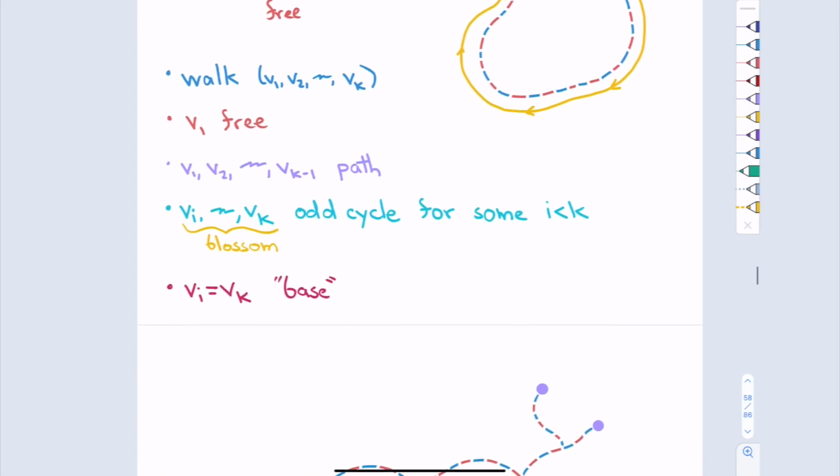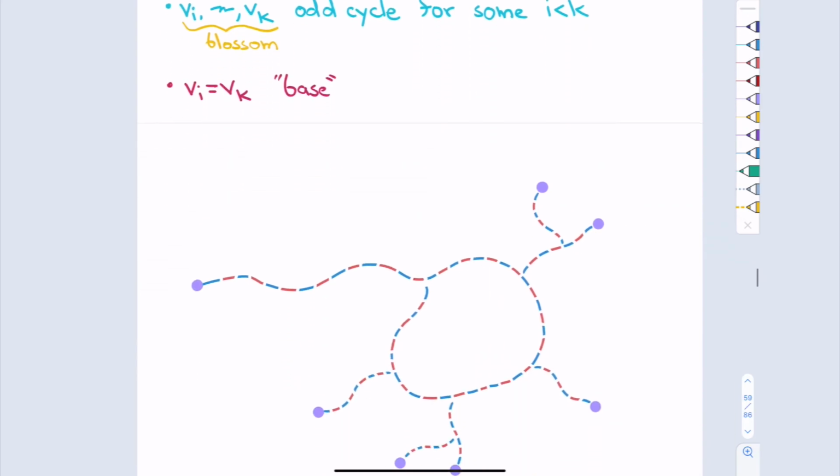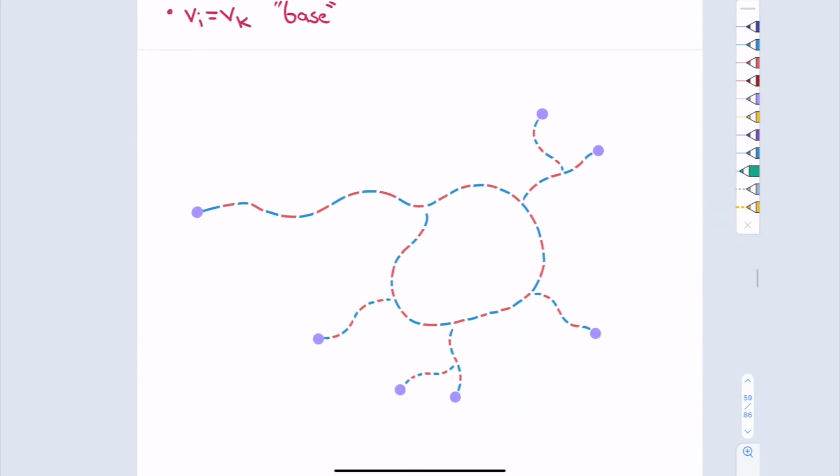Okay, so what are we going to do? We are going to try to extend this idea, but you do this search, red, blue, red, blue, red, blue, and you find a blossom. Okay, and the question is, what can I do? What can I do with this odd cycle here in particular?